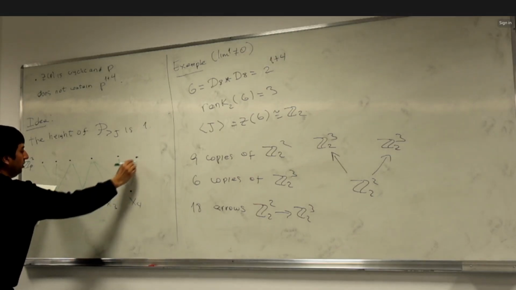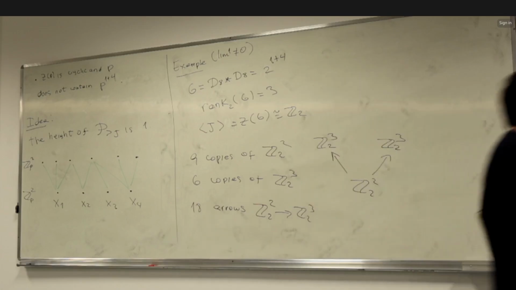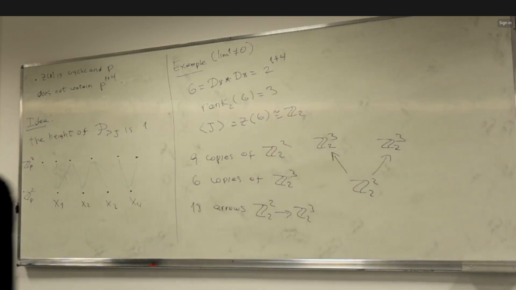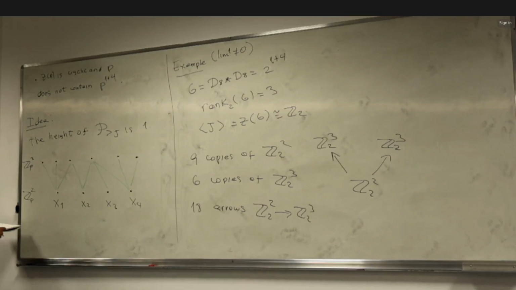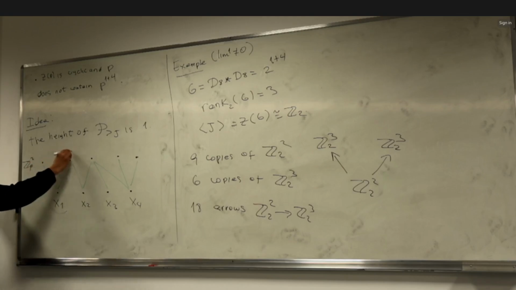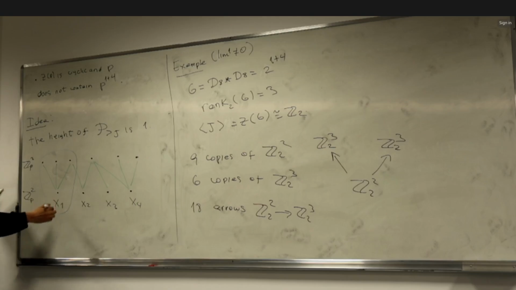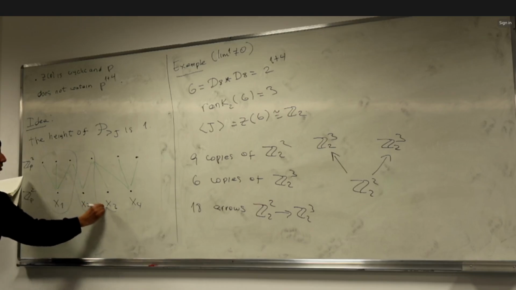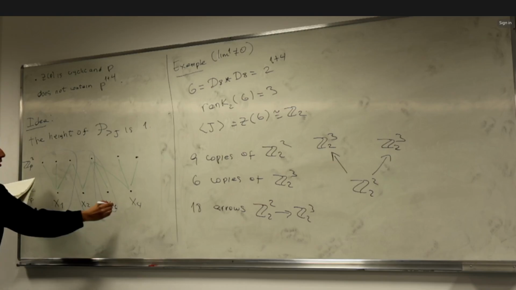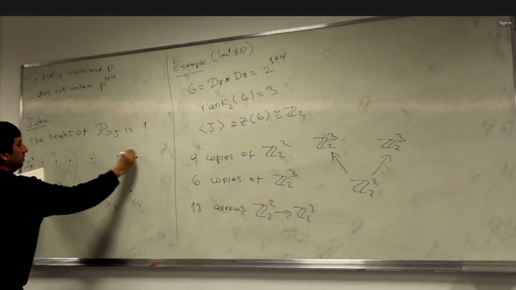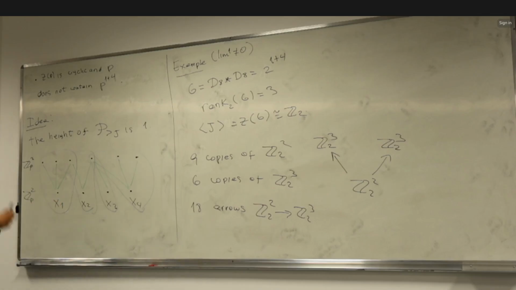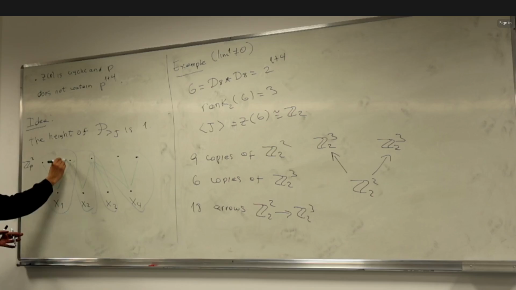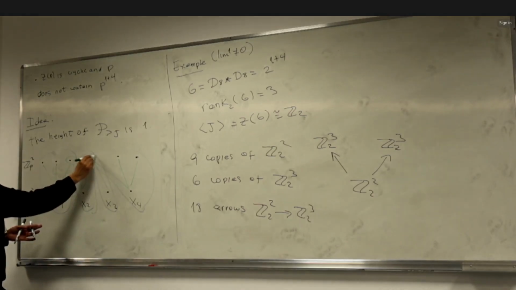Just to give an example of the idea. There is another color. Okay. We have the subposets: those that contain x1, those that contain x2, x3, and x4. And look at the intersections. They can only be points. There is no other possibility.